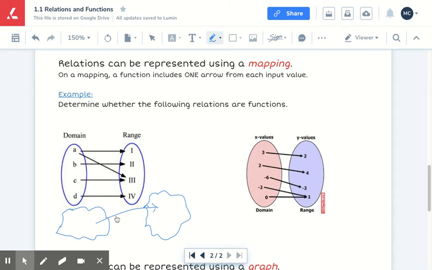Now, to determine whether or not this one represents a functional relationship, each of the input values has to go to only one output value. So a simpler way to say that is, you can only have one arrow coming from each of the input values. That's what I'm trying to say. So with this one here, because this input value goes to two different output values, this one would not be a function.